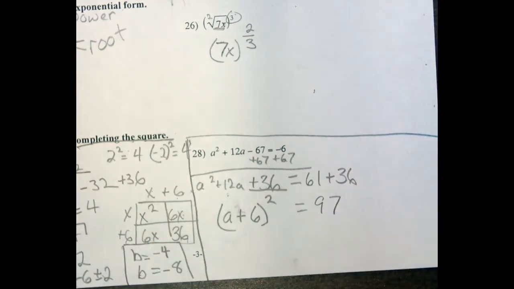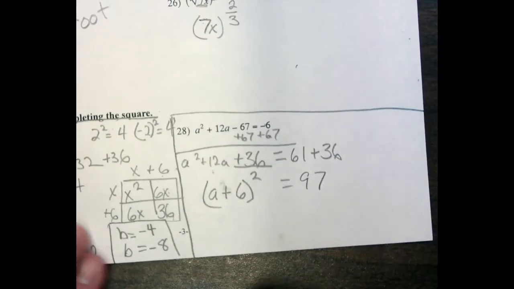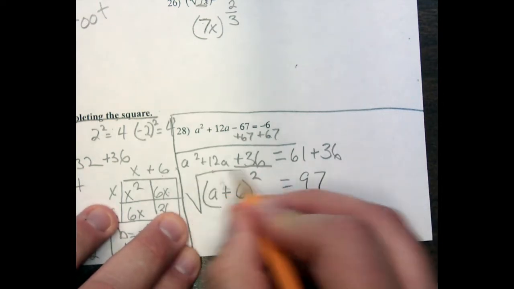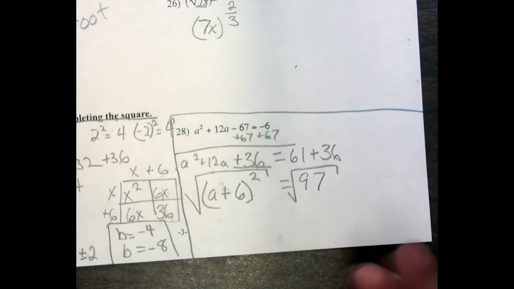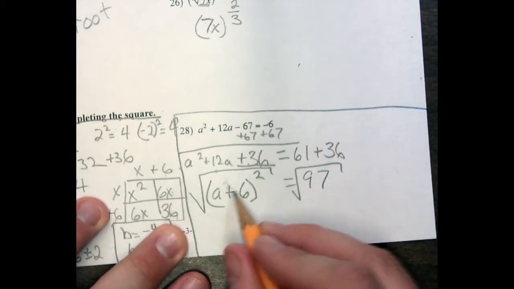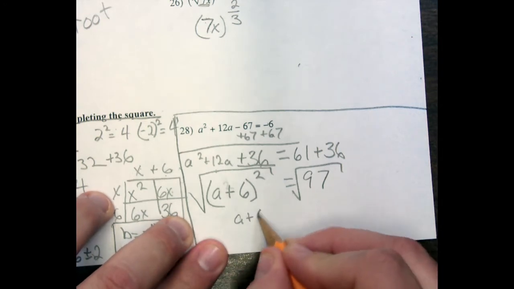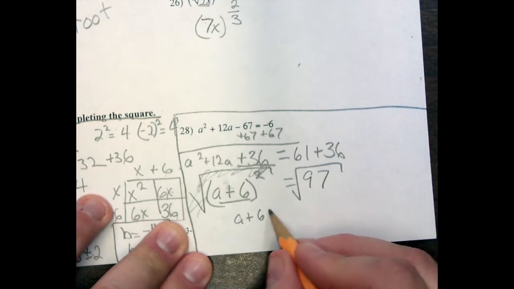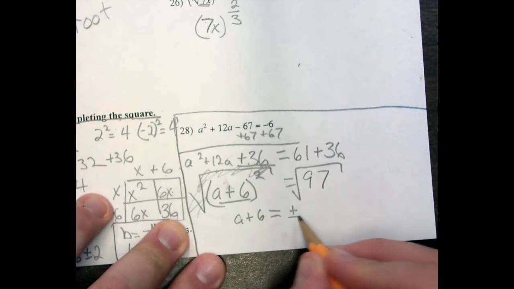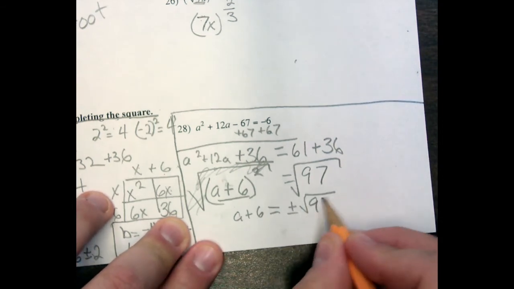Okay. Now this one doesn't work out so nice. This one, when I take the square root of both sides, 97 is a prime number and nothing goes into it, so I can't reduce it at all. So this becomes a plus 6. Remember that the square root and the squares undo each other. You're just left with the base. Is equal to plus or minus the square root of 97.